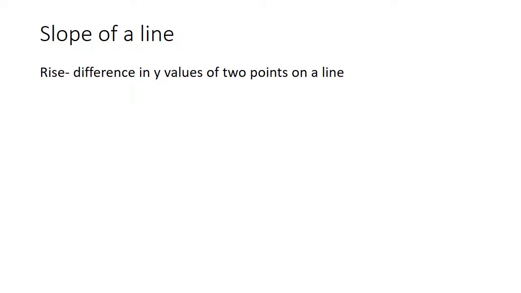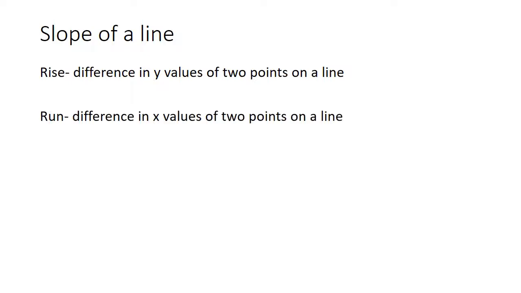So you've got your rise, which is going to be your difference in your y values between any 2 points on a line, and your run, which is the difference of the x values between any 2 points on a line. Your slope is going to be your ratio of rise to run, so it's always written as a fraction, because it is a ratio: rise over run.